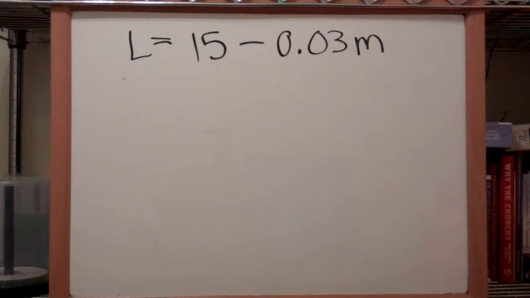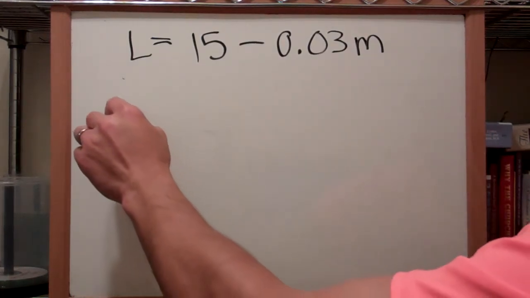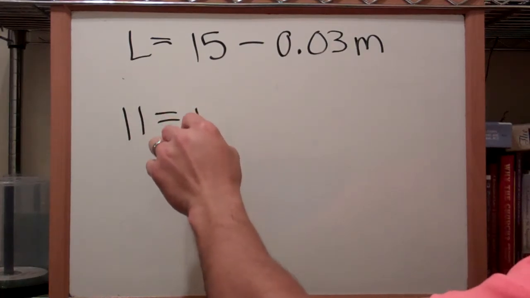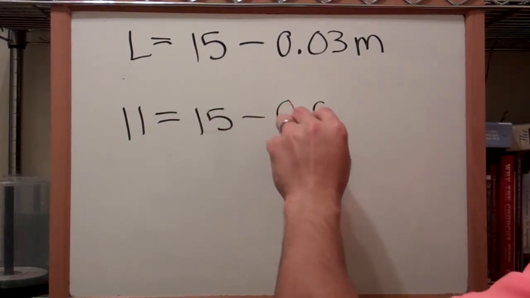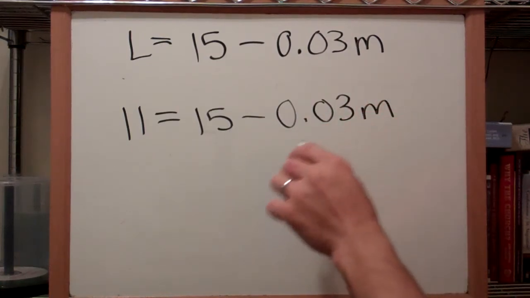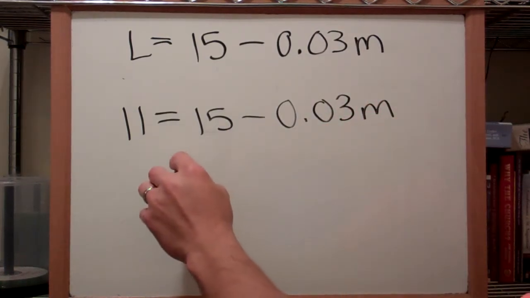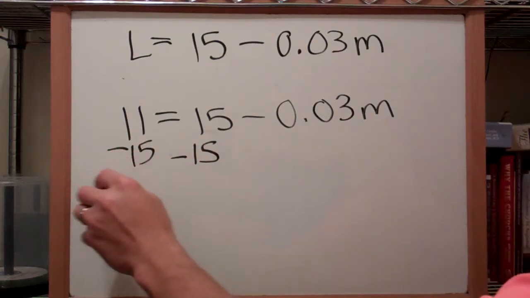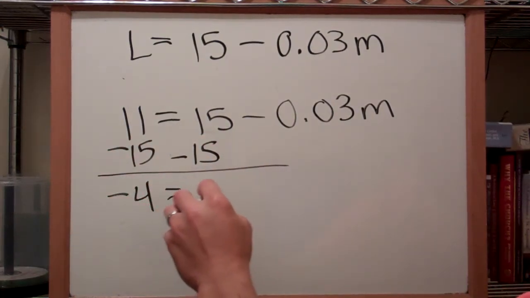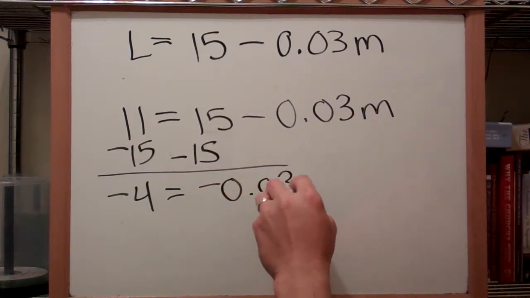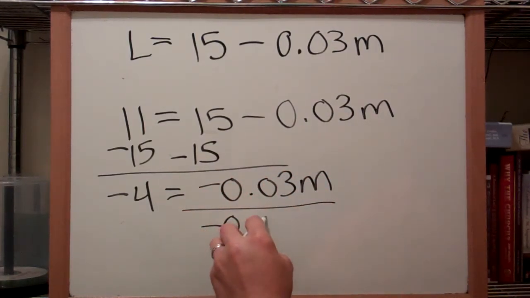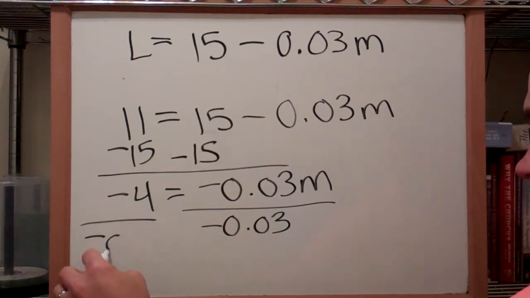Part C says, use the equation you wrote to determine how many miles it would take for your car to have 11 gallons of gas left. So here we want to know how many miles we could travel before we get to 11 gallons in the tank. So 11 gallons is going to be our L value, and we're going to leave the number of miles open. In fact, we're going to solve this equation for M. So here we're going to subtract 15 from both sides, and you get negative 4 equals negative 0.03 M. Then we want to divide both sides by negative 0.03.